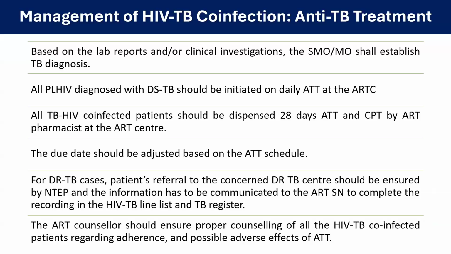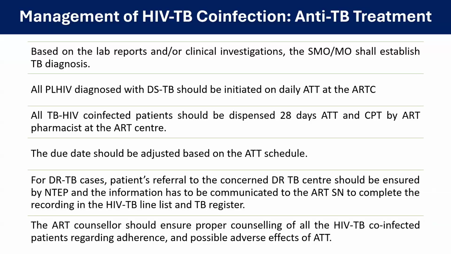Coming to the management of HIV-TB co-infected patients. Based on the lab reports, the SMO will establish what type of TB the patient has, whether it is PTB or EPTB, and whether it is drug-sensitive or drug-resistant TB. All PLHIV diagnosed with DSTB will be initiated on ATT at the ART center. All TB co-infected patients will be dispensed 28 days of ATT, along with CPT, the most important thing that we usually miss out, giving CPT prophylaxis from the ART center.